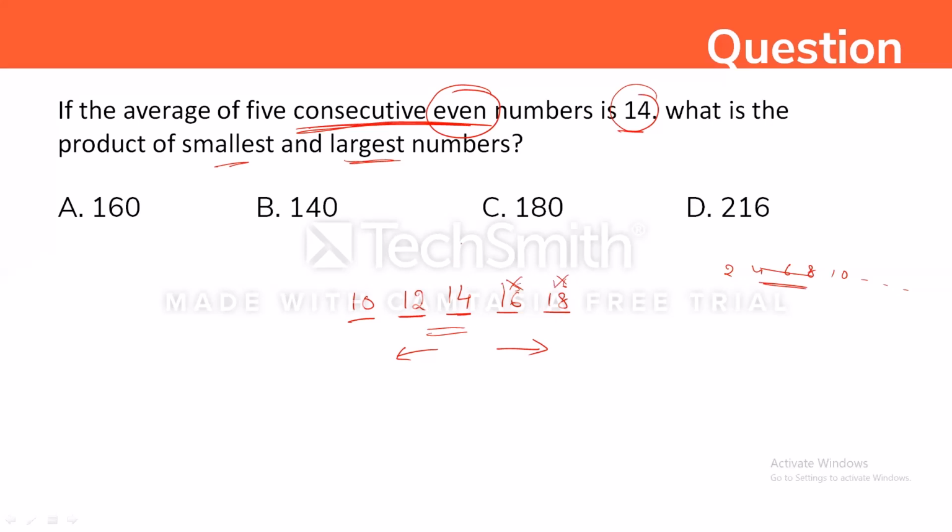So directly I can say that the middle number will be the average. Fix the value 14 here, and fix the remaining left side and right side numbers. Here we need to be very careful about what question they are asking. Sometimes they may ask for the smallest number or the largest number. In this question, what is the product of the smallest and largest numbers? The smallest number is 10 and the largest number is 18. The product of 10 and 18 is 180.